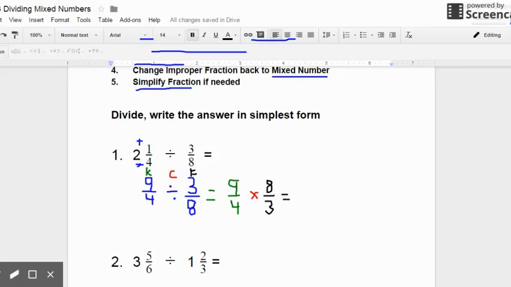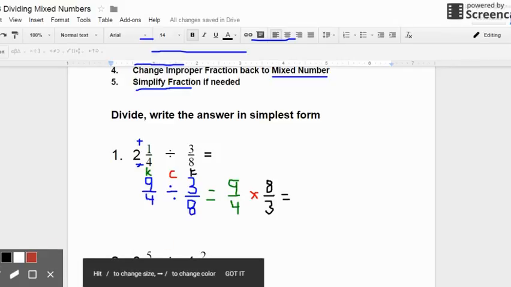So step 1, we changed all these mixed numbers into improper fractions. Step 2, we followed the keep, change, flip rule. We kept this the same, we changed this to multiplication, and we flipped the second fraction. Well, the next step is to follow the rules of multiplication. So we can cross cancel, or we can multiply across. This one I'm going to cross cancel. Next one I'll probably multiply straight across just to show you the differences.